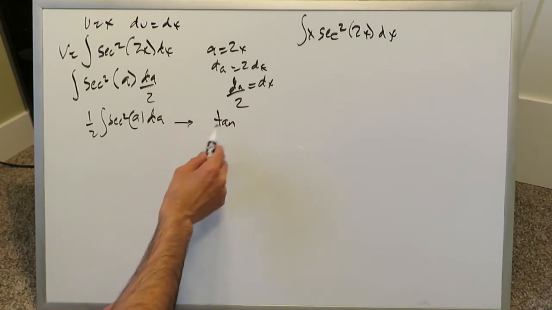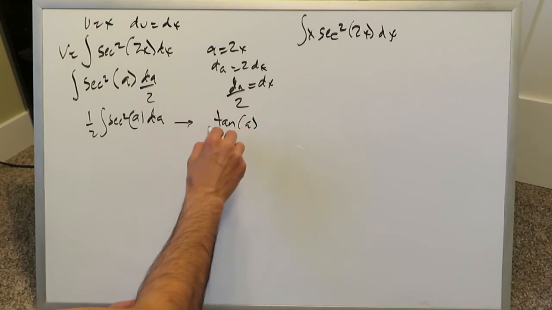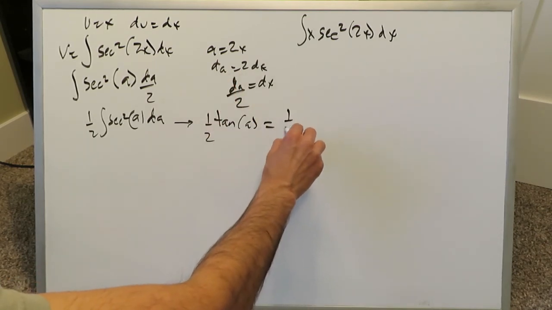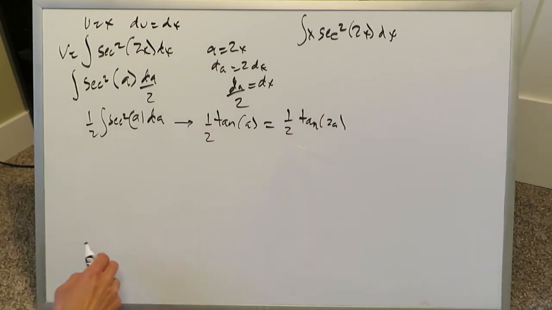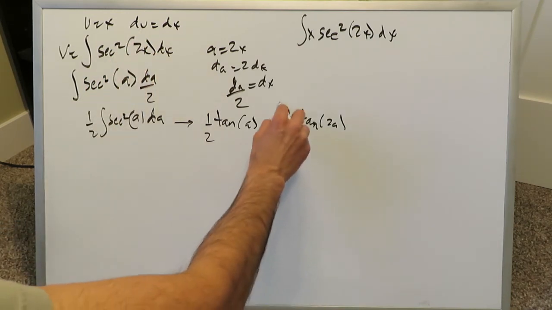Secant square x has an antiderivative of tan x, especially when you're doing the integral. So you have tan a over here, you have this 1 over 2 sitting out, and then you have to resubstitute the a, and my v value is 1 over 2 tan 2x. I have everything here that I need. I have my u, I have my du, and I have my v. All of this right here is my v value.